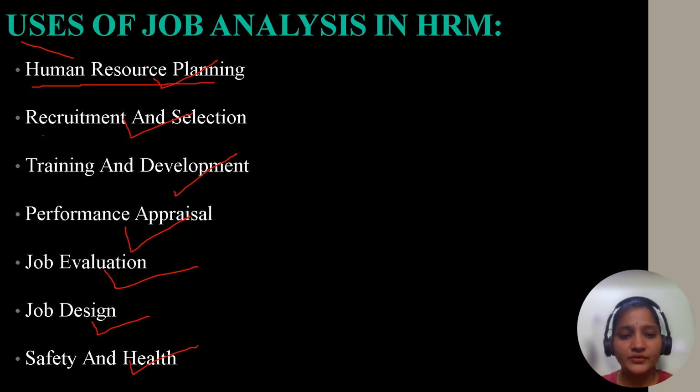Next we have recruitment and selection. If the job analysis is done properly, we can prepare a proper job description, meaning what the job actually is, and also a job specification, meaning what kind of person is suitable for that job. We will discuss job description and job specification clearly in the next video. This helps HR select the right person for the right job. For example, let me take the same example of the receptionist job.